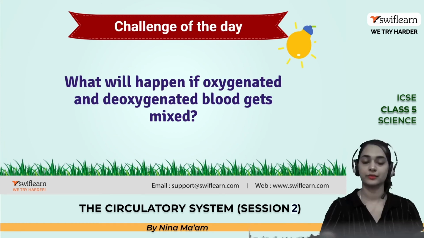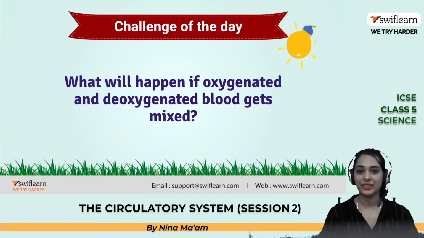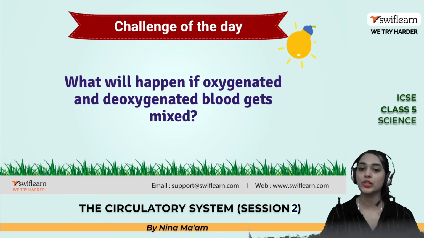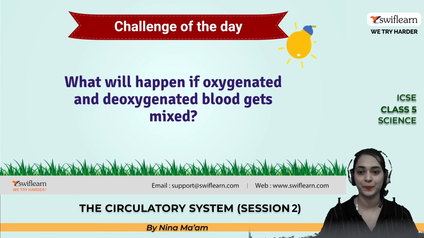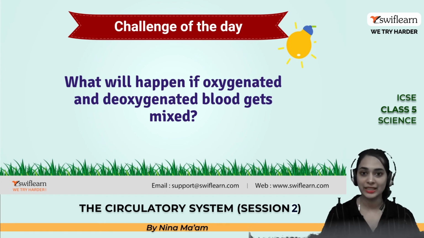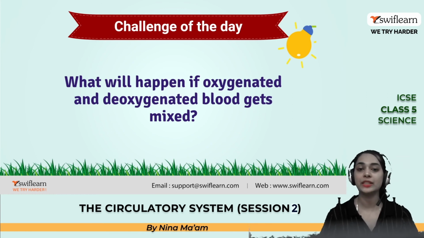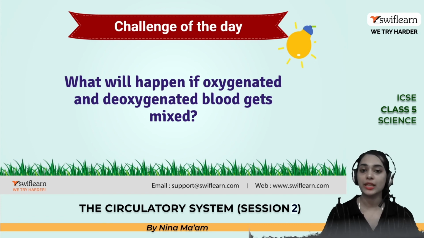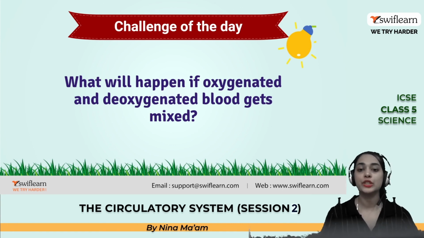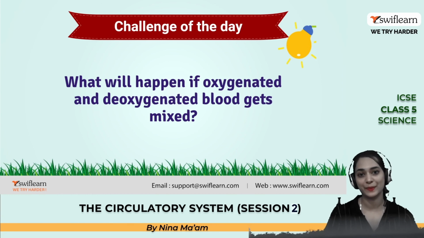So this is the challenge. That is the tip of the day. What will happen if the oxygenated blood mixes with the deoxygenated blood? Have you thought about it? There is a chance for that. If the oxygenated blood mixes with deoxygenated blood, then both the lungs and tissues would receive blood with the same amounts of oxygen, which will affect the efficiency of the delivery of oxygen to the tissues of the body. Generally, this situation occurs when there is a ventricular septal defect, such as a hole between the two ventricles.